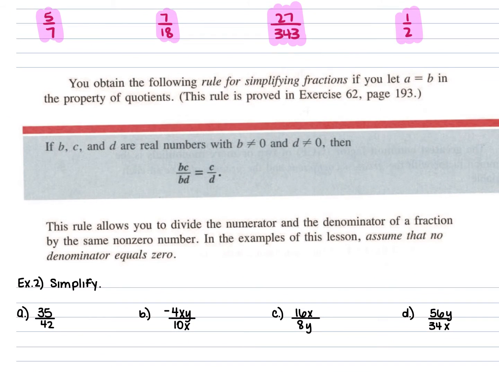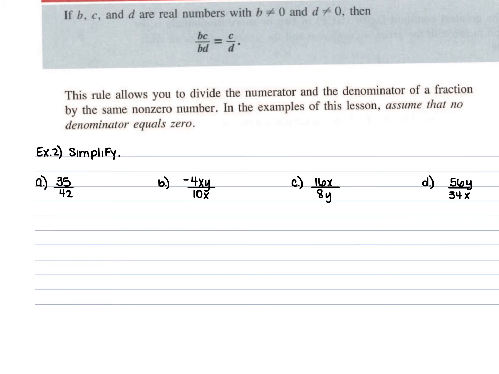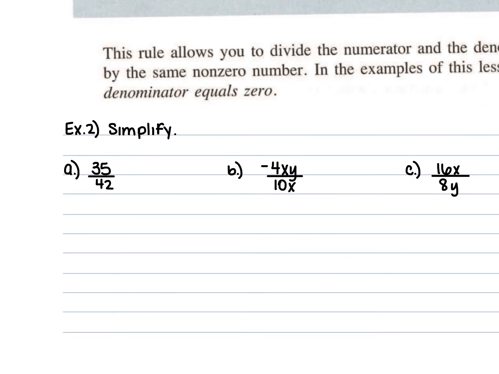For our next set of examples, we're looking at these in a different way. So we can rewrite these as a product for each of these numbers. When you do that, if your factor is the same on the top as it is on the bottom of that fraction, they cancel each other out. So if we look at example A, we have 35 over 42. 35 is 5 times 7. 42 is 6 times 7. There is a 7 on the numerator and the denominator of this fraction, so those would cancel each other out, and we would be left with just 5 over 6.